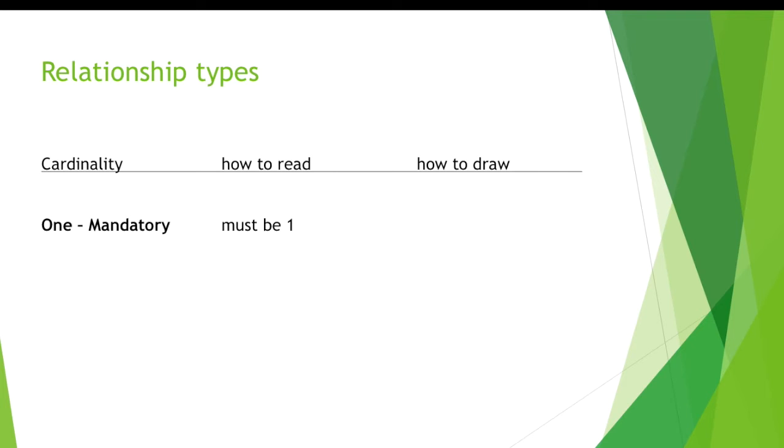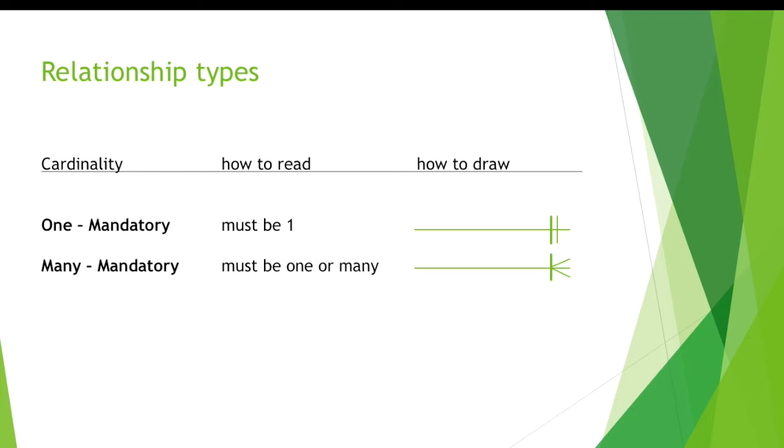But we also need to specify the type of relationship by saying how many instances are allowed or necessary between those entities. We've got four different options, and here we talk about cardinalities. The first one is one mandatory, saying must be one, which we draw by two single lines, the first one for mandatory, saying must, and the second one for one. The next one is many mandatory, saying must be one or many, which we draw again by a straight line for mandatory or must, and a little crowfoot for many.